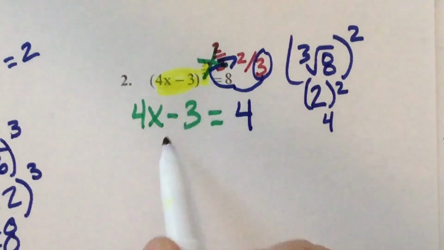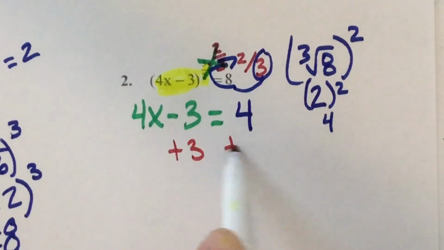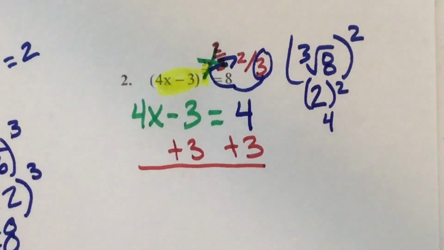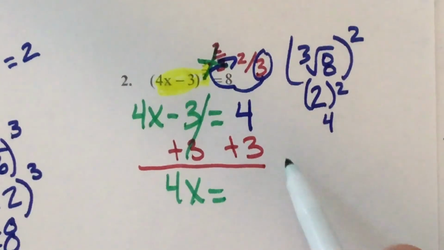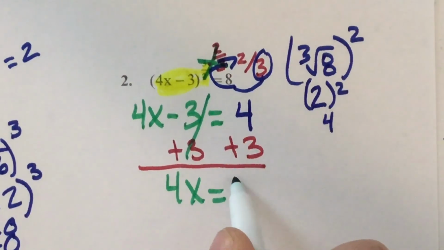So to get rid of subtraction, we add. So I'm going to add 3 to both sides. The 4x comes down. The equals comes down. What's 4 plus 3? 7.